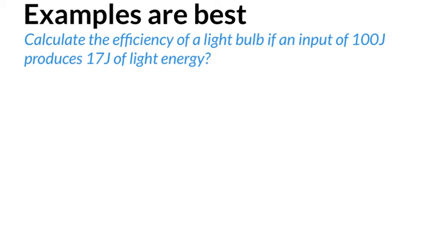So let's think about how we could do this. What I've done is put a couple of questions in here for us to look at. We've got to calculate the efficiency of a light bulb if we know the input amount is 100 joules and it produces 17 joules of light energy. So obviously it's not going to be that high. So let's see how we do it. Let's have a look at an example. Calculate the efficiency of a light bulb if the input is 100 joules and we have an output of wanted energy of 17 joules.